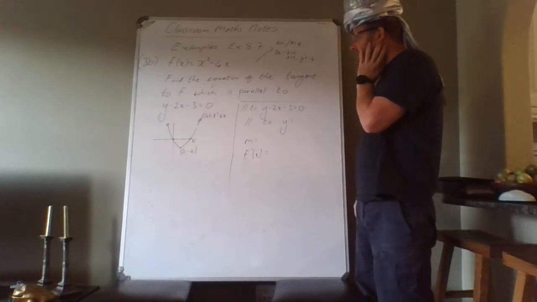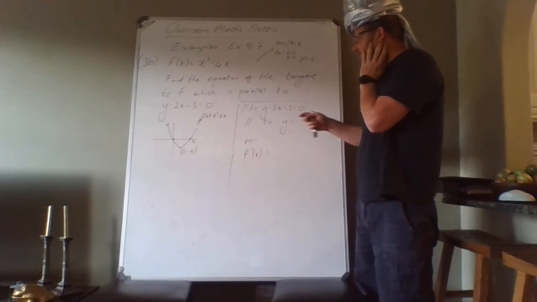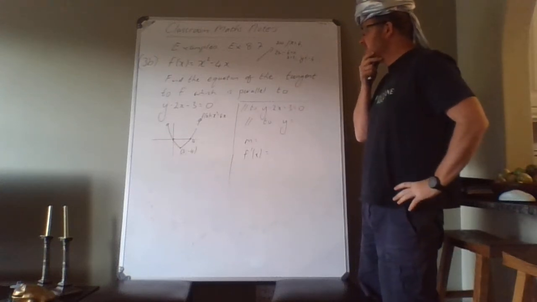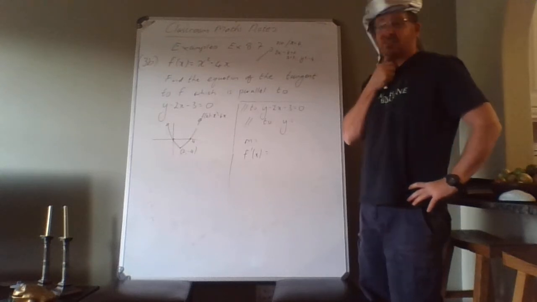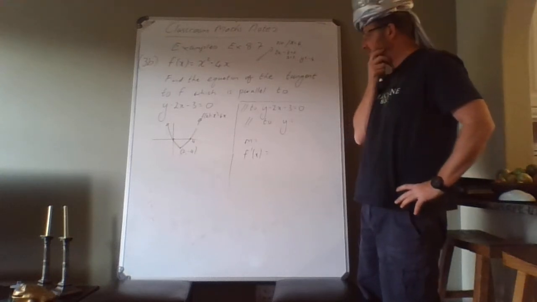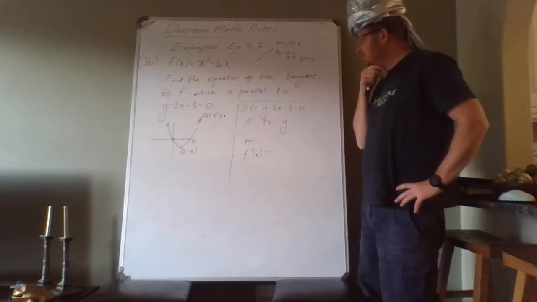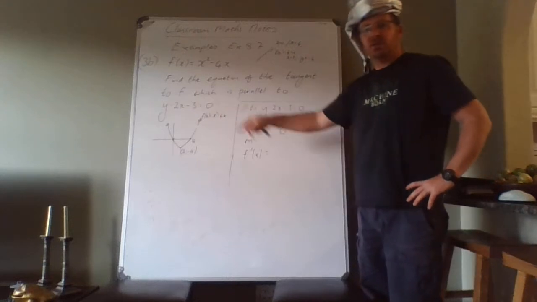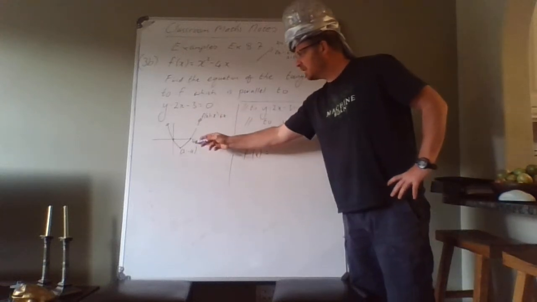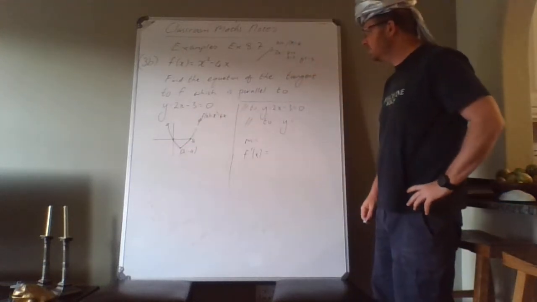Okay, so we're trying to find the equation of the tangent of f which is parallel to that. The problem is we don't know what the x value is. Don't panic, just take what we know. Here is the curve f of x is x squared minus 4x, turning point at 2, minus 4, with intercepts at 0 and 4.